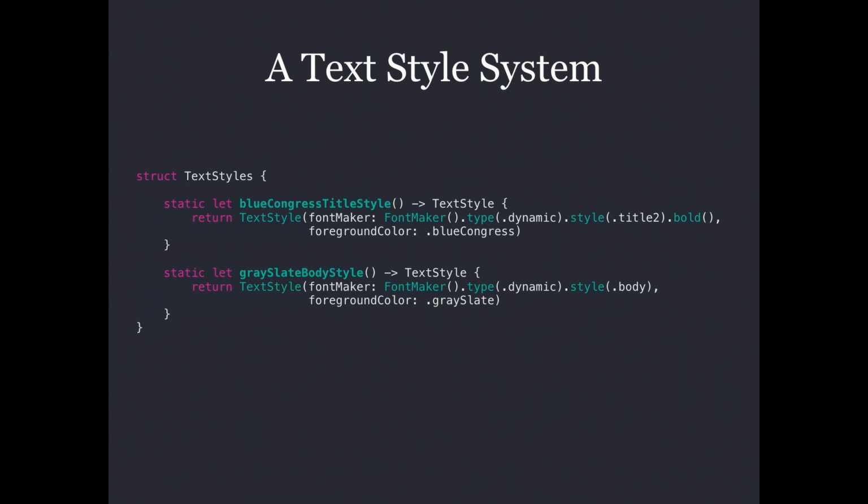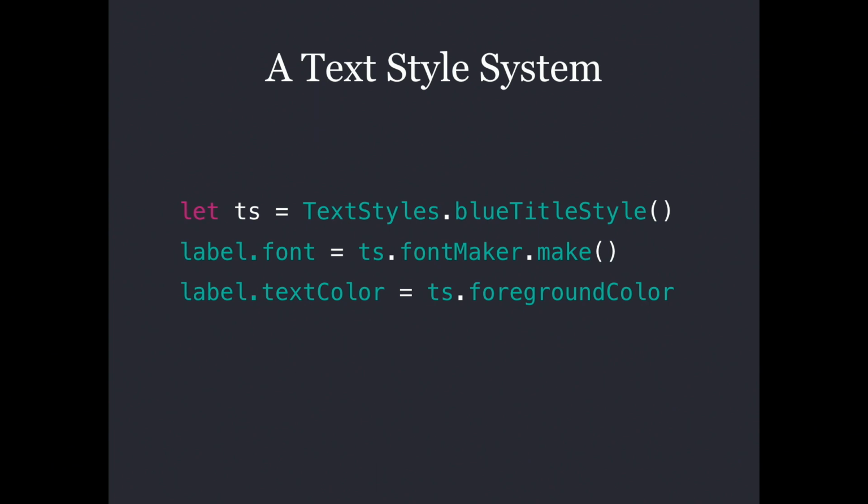Gray Slate body style is also there, and that's a dynamic type. It's not bold, it's a body. And the color is Gray Slate. So we'll wrap those up into static methods so that it makes it really trivial for somebody working on a feature to look at a style guide and then go in code and match that when they're building their UIs.